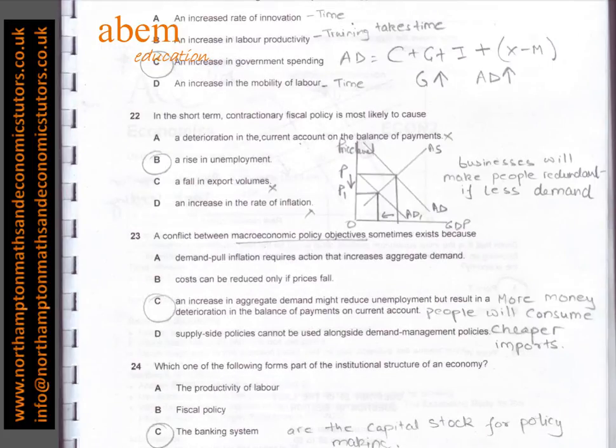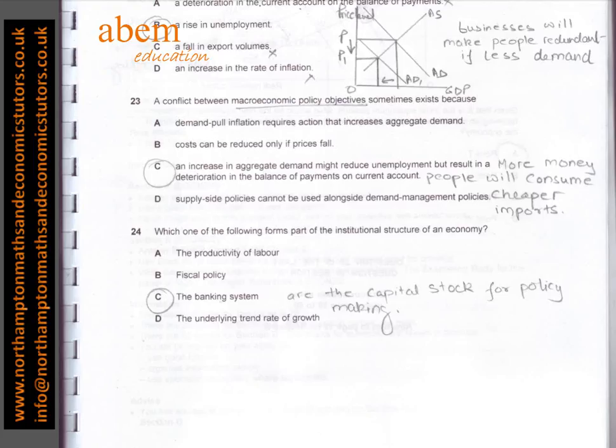In question number 22, in the short term, contractionary fiscal policy is most likely to move the aggregate demand curve inwards. The prices will fall. Why? Because of low demand. And a rise in unemployment. Why? Because businesses will make people redundant, and if there is less demand, businesses are more keen to reduce their existing stocks.